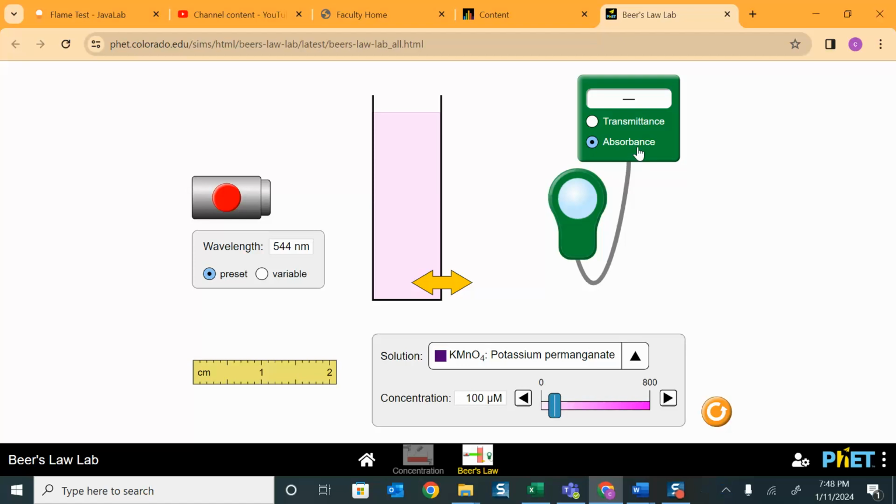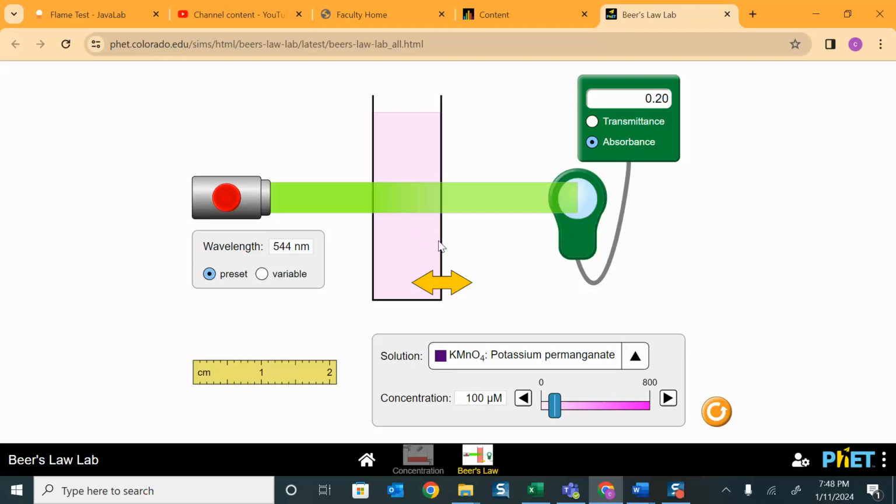This is your meter. You can set that to absorbance. You can measure transmittance or absorbance. We're going to do everything in absorbance, and then you just have to click on this. This is your light. Light is passing through here, and this is a detector. We're going to be able to figure out how much light is being absorbed, how much light is being transmitted, and we're going to relate that. We're going to use Beer's law to help us figure out what the concentration is here.